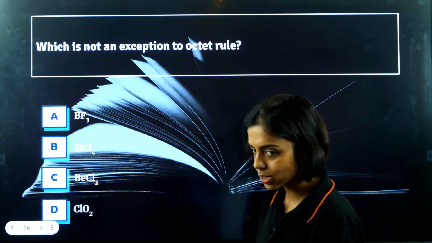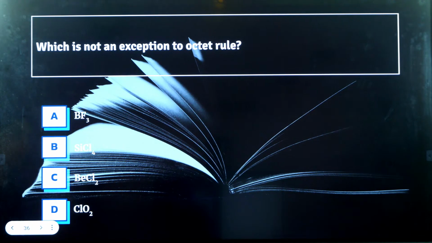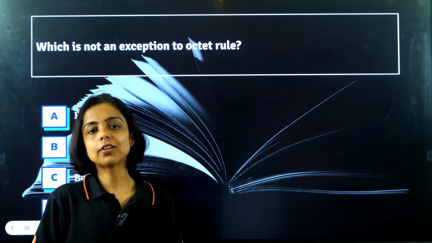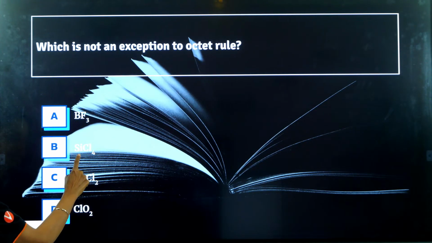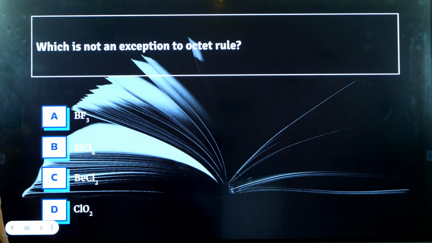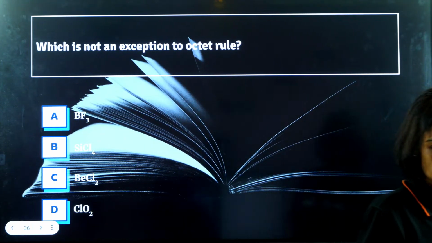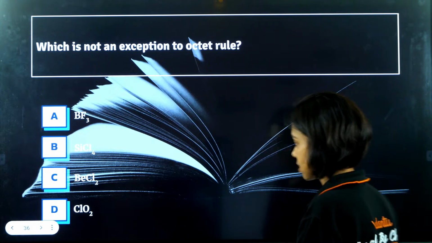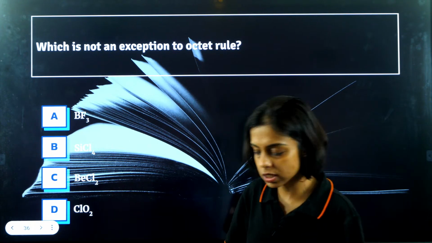So let's solve questions now. Which is not an exception to the octet rule, meaning which follows the octet rule, having 8 valence electrons? BF3, SiCl4, BeCl2, ClO2. Which is following the octet rule, basically they're asking.